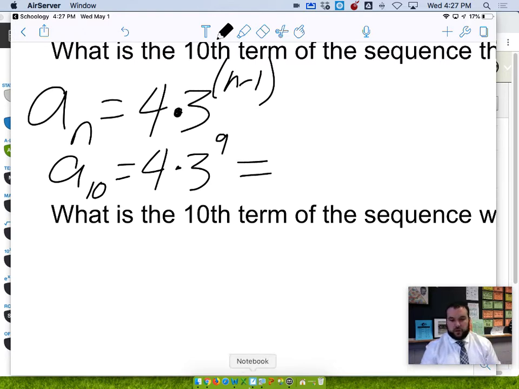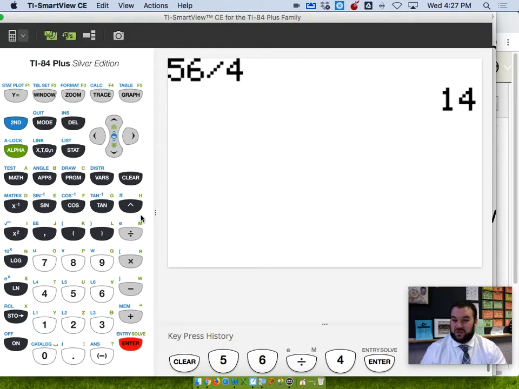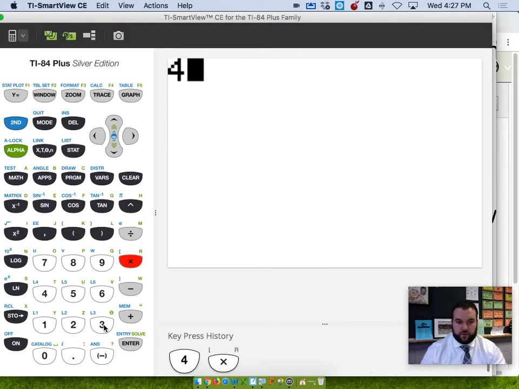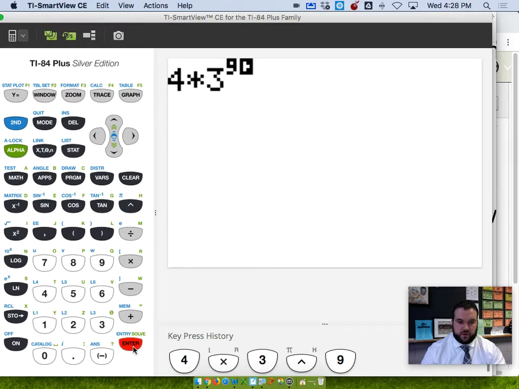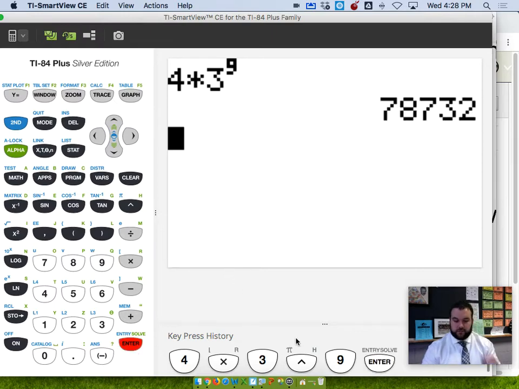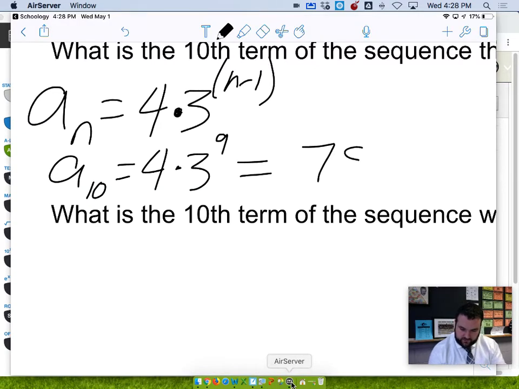Again, you're going to resort to the calculator. Geometric sequences are going to grow pretty quickly, so you're going to have large numbers very fast. So the 10th term of this is 78,732. I'm going to go back here. 78,732.